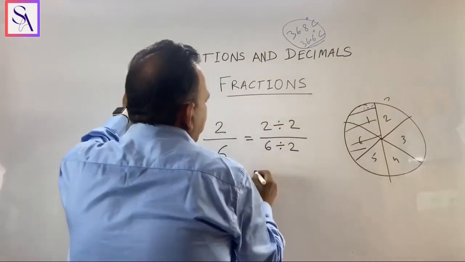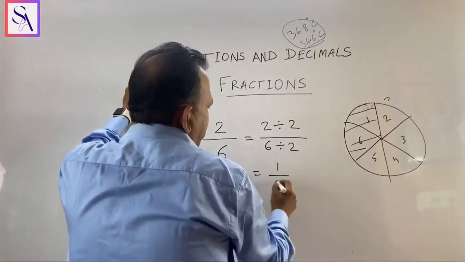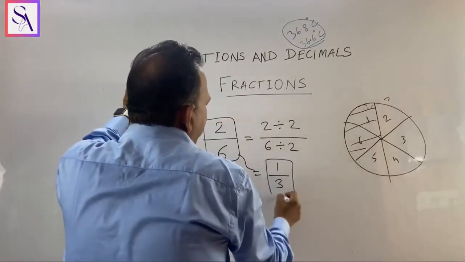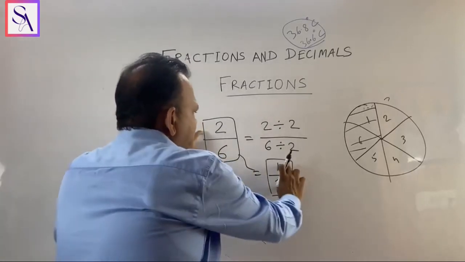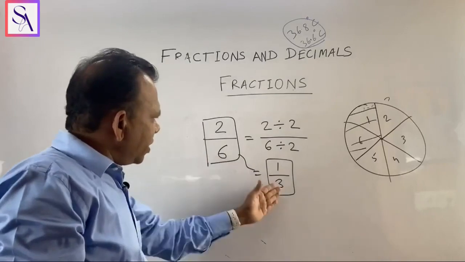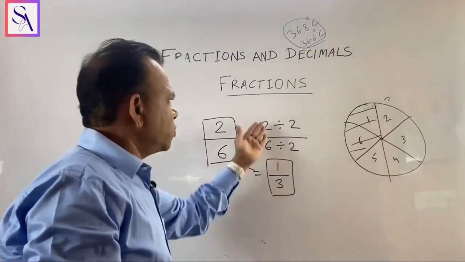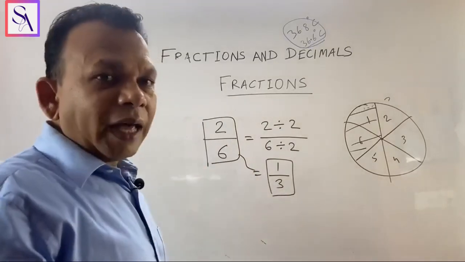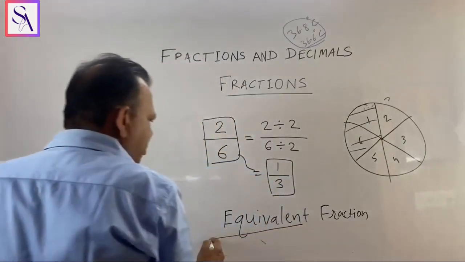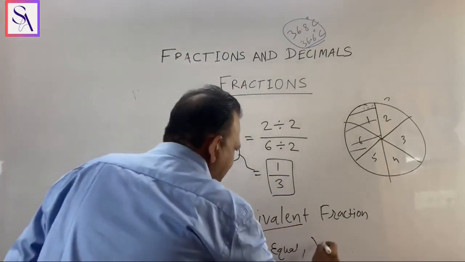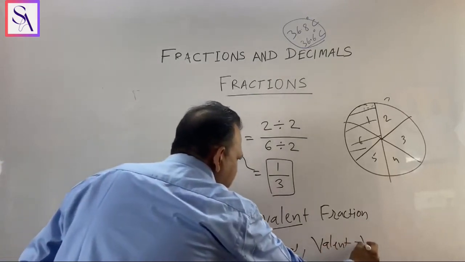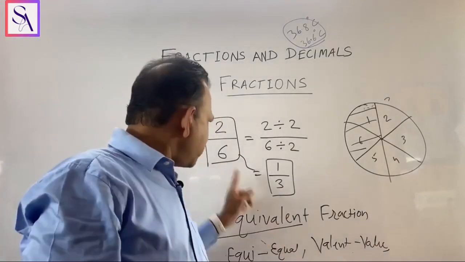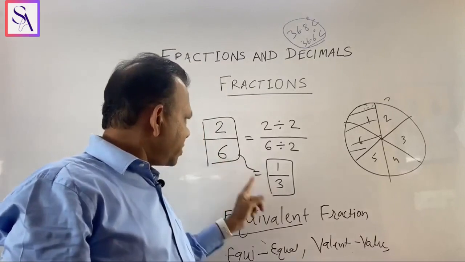So 2 by 2 is 1, 6 by 2 is 3. So this 2 by 6 can become 1 by 3. So 2 by 6 and 1 by 3, though you are seeing different numbers here, but the value of these 2 is same because we are just reducing that. That's why these two fractions are called equivalent fraction. Equivalent means equal and valent means value. So equivalent fraction means the fractions which are equal. It means that they have same value.